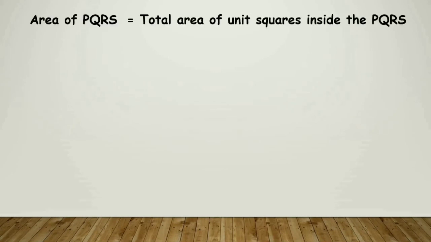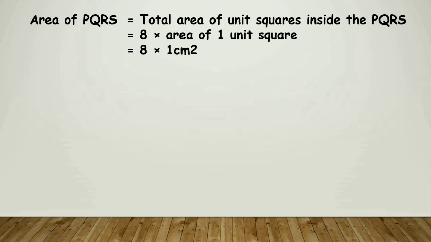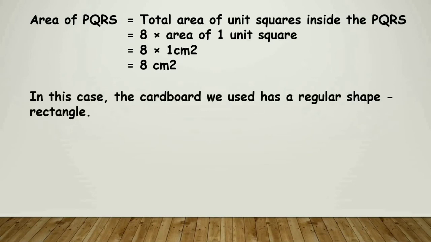So the area of PQRS is equal to the total area of unit squares inside the PQRS. That is equal to 8 into the area of 1 unit square. That is 8 into 1 centimeter square, which is equal to 8 centimeter square. So in this case, the cardboard we used has a regular shape, that is a rectangle.